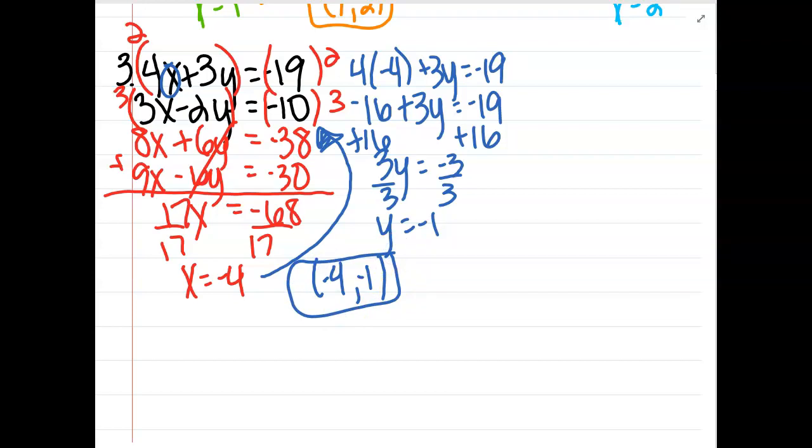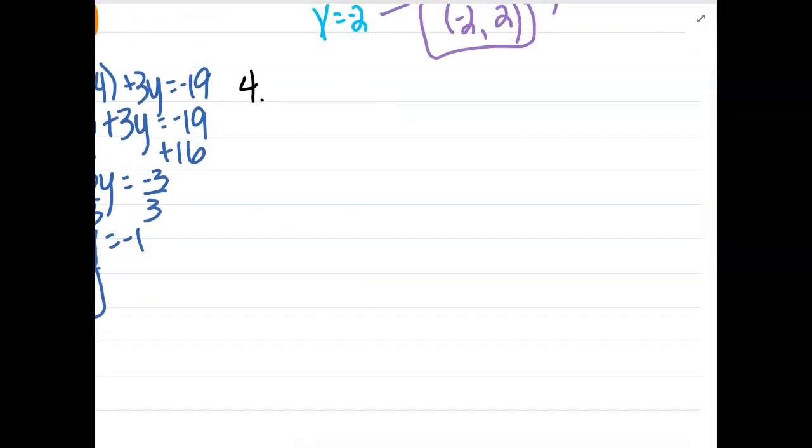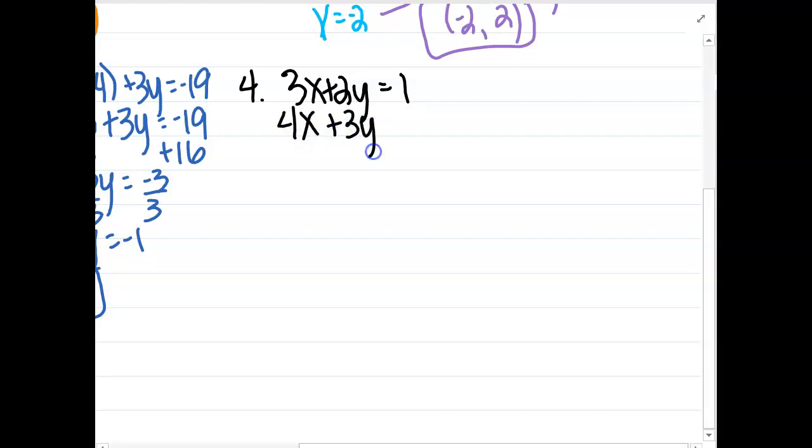Okay, just a few more here. Okay, number 4, and this is going to be the one that kind of takes it the furthest. This is going to be the most difficult one, I would say. Okay, let's do 3x plus 2y equals 1, and then 4x plus 3y equals negative 2.